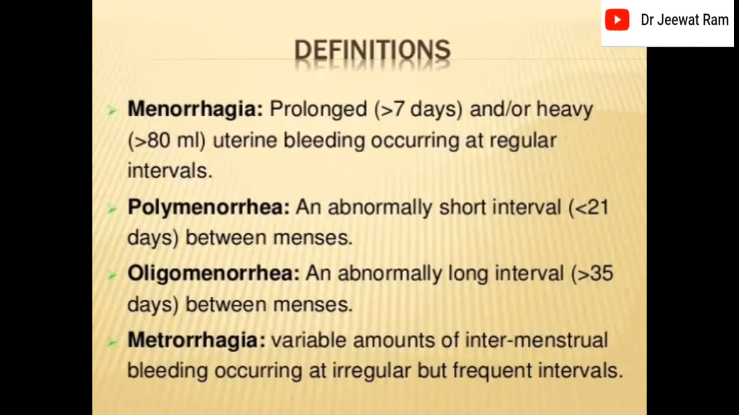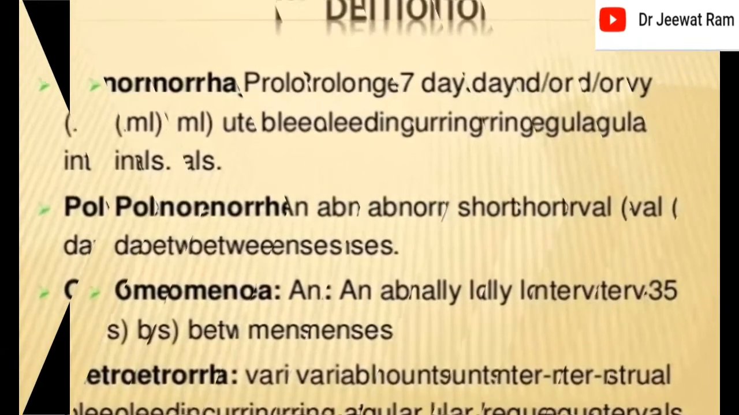occurring at regular intervals. Polymenorrhea: an abnormally short interval, less than 21 days, between menses. Oligomenorrhea: an abnormally long interval, greater than 35 days, between menses. Metrorrhagia: variable amounts of intermenstrual bleeding occurring at irregular but frequent intervals.